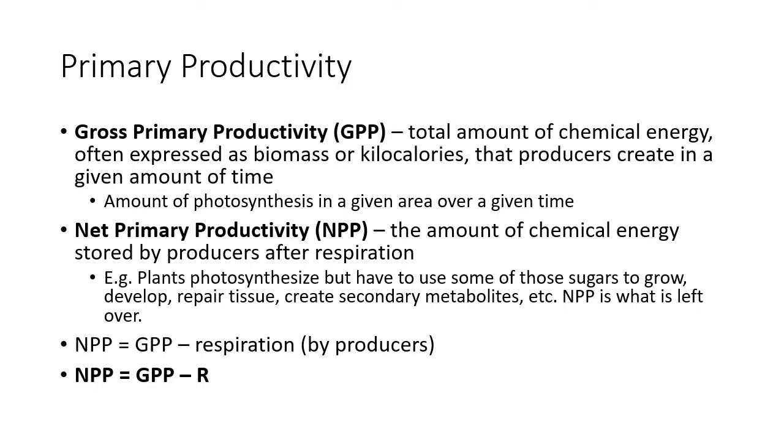They absolutely do. So for this formula, we are typically interested in net primary productivity. It's what we can more easily measure in some cases. But net primary productivity is gross primary productivity minus the respiration that producers do. Not the respiration that consumers do, but the respiration that the producers are doing.